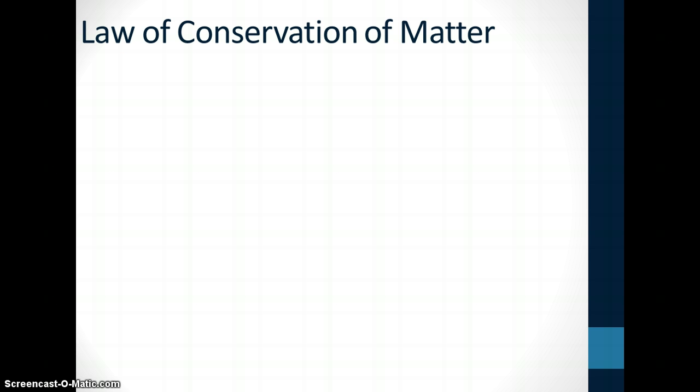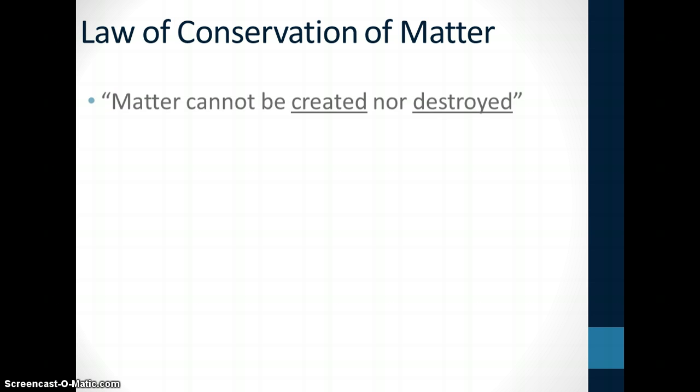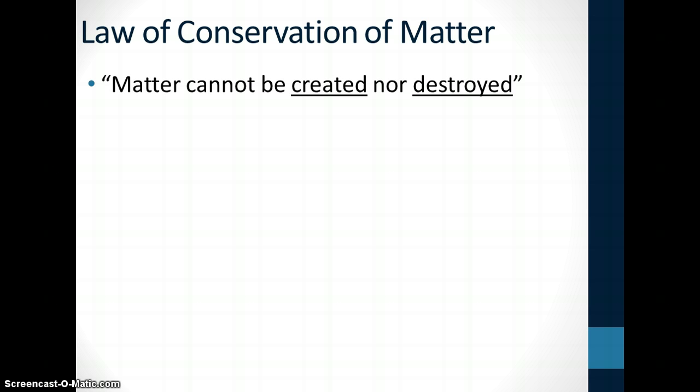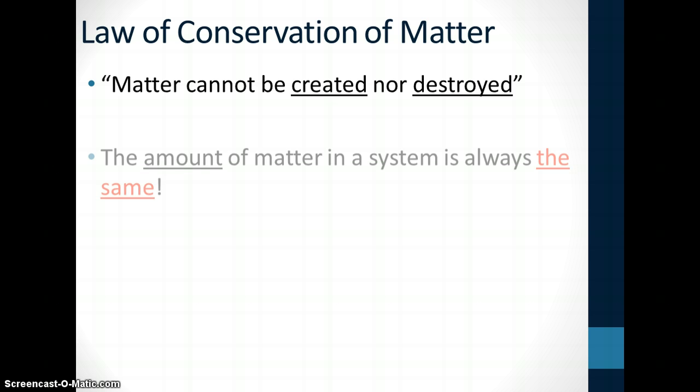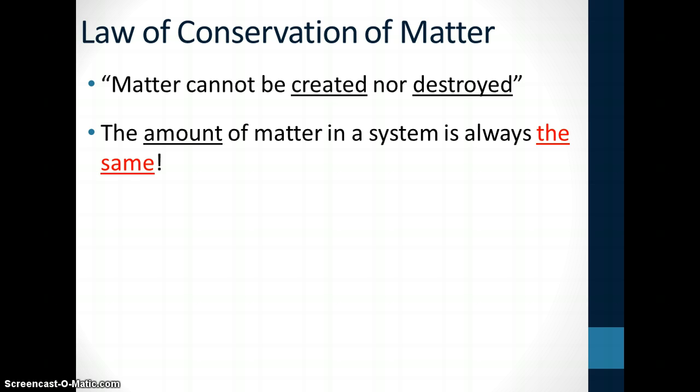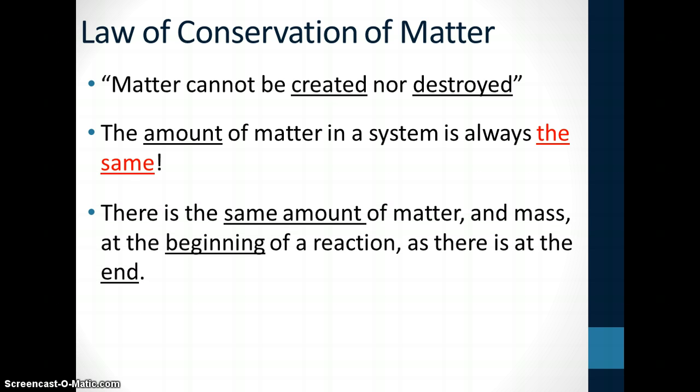All of this is surrounding the idea of the law of conservation of matter. Conservation, this word right here, means to save. The law of conservation of matter says that matter cannot be created nor destroyed. So it can't appear out of nowhere, and it can't be destroyed and gone forever. This is around the idea that the amount of matter in a system is always the same. So if I have a box, for example, and it's full of stuff, even if I break the stuff and move it around, the same amount of matter is going to exist in that box. The same thing is true about the universe.